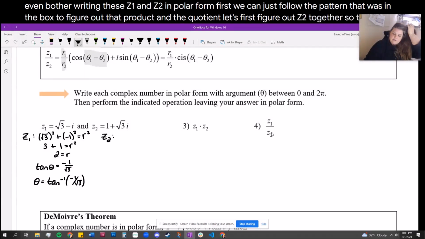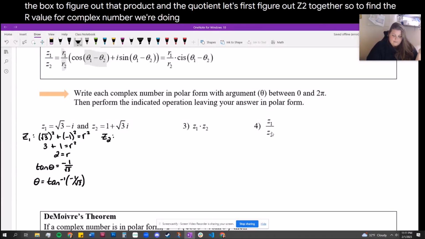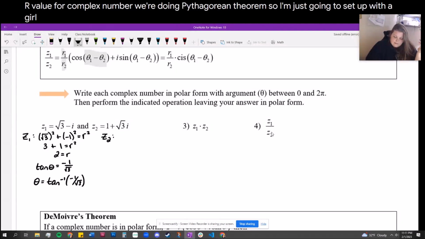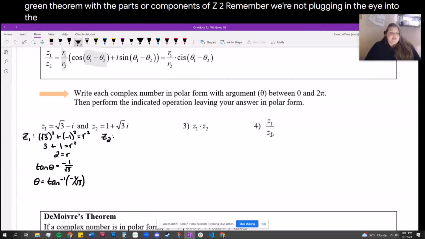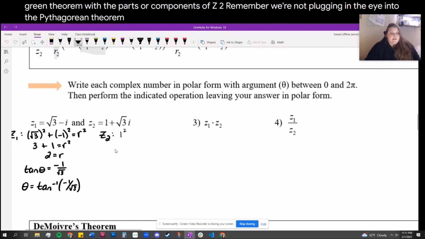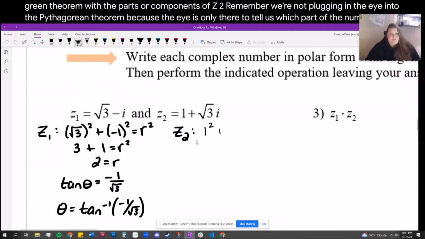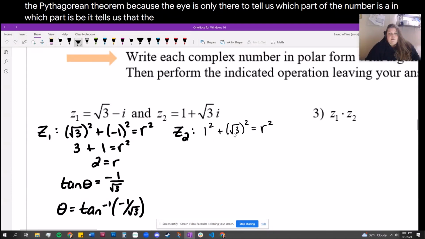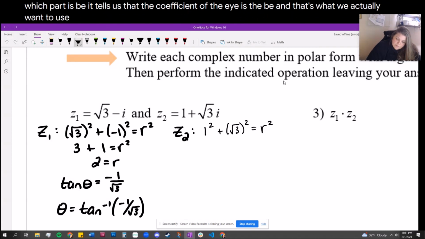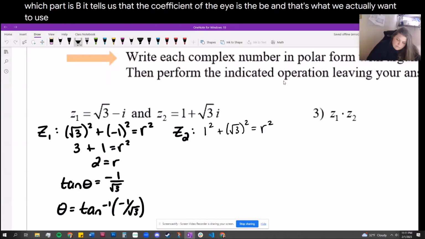So to find the r value for a complex number, we're doing Pythagorean theorem. So I'm just going to set up Pythagorean theorem with the parts or components of z2. Remember, we're not plugging in the i into this Pythagorean theorem because the i is only there to tell us which part of the number is a and which part is b. It tells us that the coefficient of the i is the b, and that's what we actually want to use. I get that r is 2 for z2.